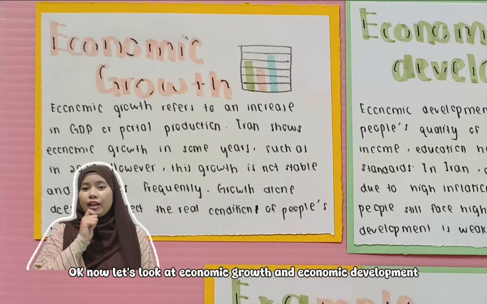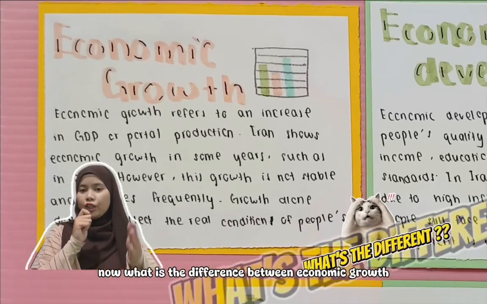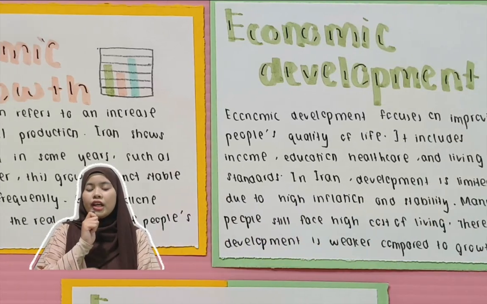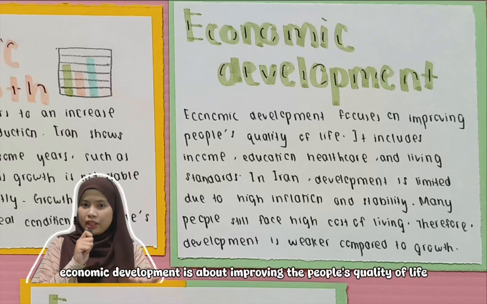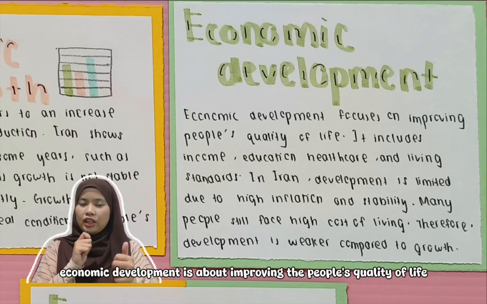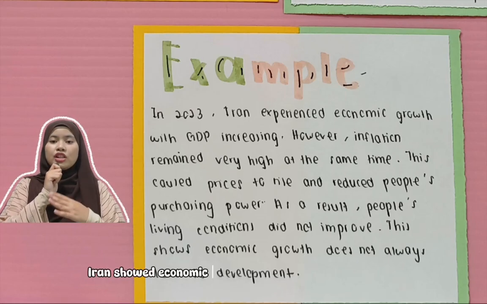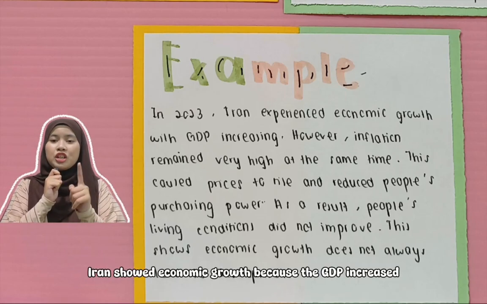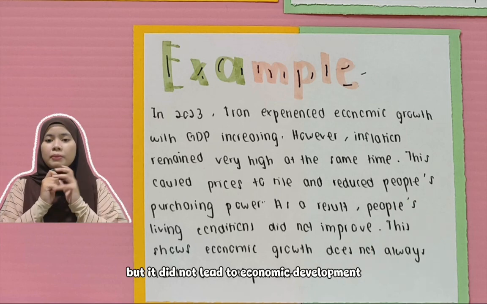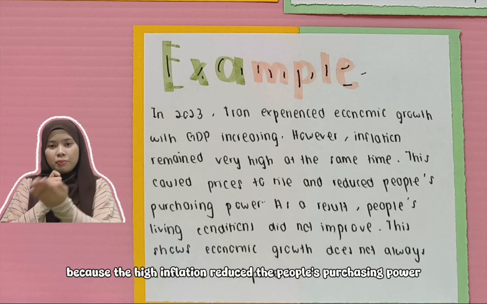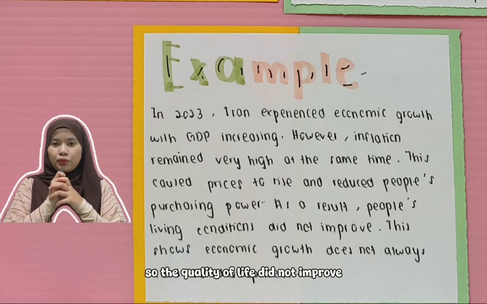Okay, now let's look at economic growth and economic development. What is the difference between economic growth and economic development? Economic growth is just about the increase in GDP, but economic development is about improving people's quality of life, like health and education. For example, in 2023, Iran showed economic growth because the GDP increased, but it did not lead to economic development. Why? Because the high inflation reduced people's purchasing power, so the quality of life did not improve.